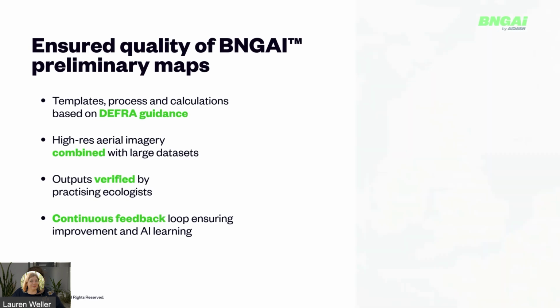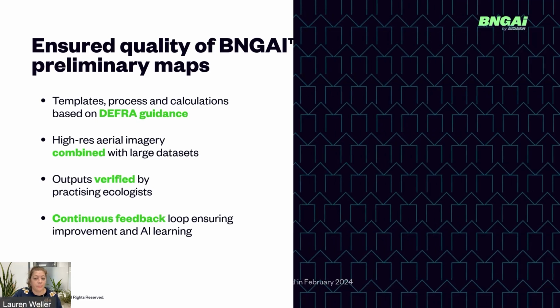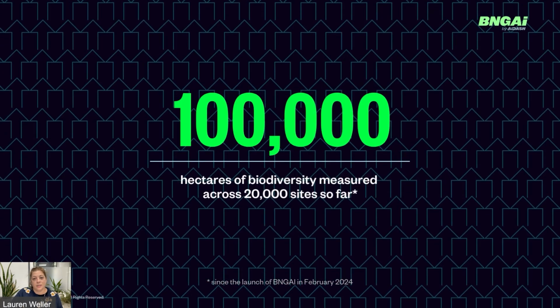But how do we ensure the quality in our BNG AI preliminary maps? Well, our templates, processes, and calculations are all based on DEFRA guidance. We combine high-resolution aerial imagery with publicly available and bespoke data sets, including things like Ordnance Survey, priority habitat inventories, etc. We also often have our outputs sense-checked by real ecologists. This allows us continuous improvement for our ecology reviews. And we're always improving as we scan more areas, learning from the survey app as data comes in. We've scanned over 100,000 hectares of biodiversity across 20,000 sites so far.